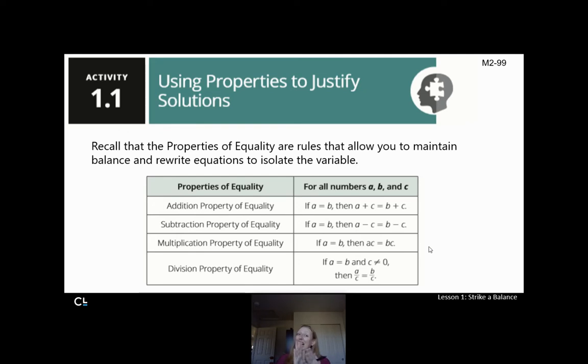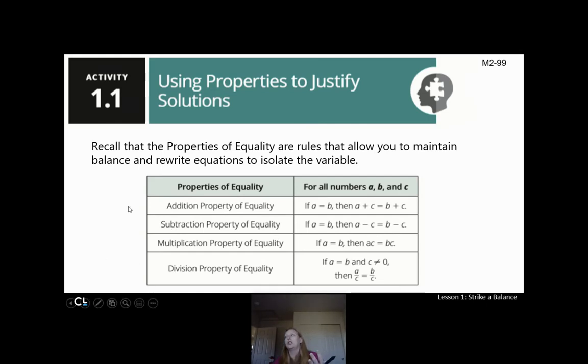And last but not least, the division property of equality. If I divide by the same thing on both sides, it's called the division property of equality. Now, do be careful with this one, because notice that whatever you're dividing by can't equal 0. Dividing by 0 is bad. 0 on top, okay. 0 on the bottom, that's bad. So if A equals B and C does not equal 0, then A divided by C should equal B divided by C. If I divide by C on one side, I must divide by C on the other side of that equal sign, that dividing line.